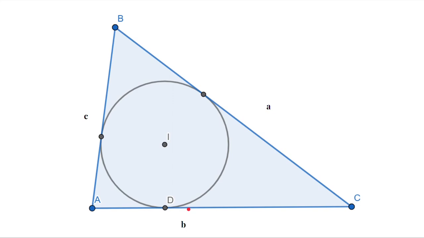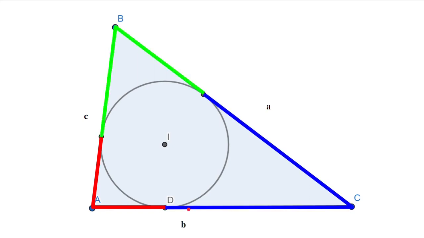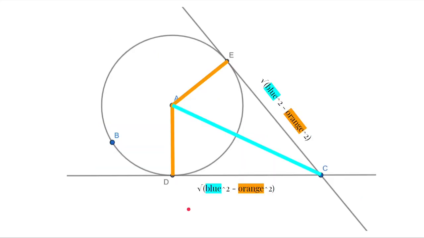This may seem like an impossible task, but we can use this key fact, that the red segments are equal, the green segments are equal, and the blue segments are equal. This is because of a very special theorem. And what is this theorem called? The ice cream cone theorem. Bet you won't forget it now.